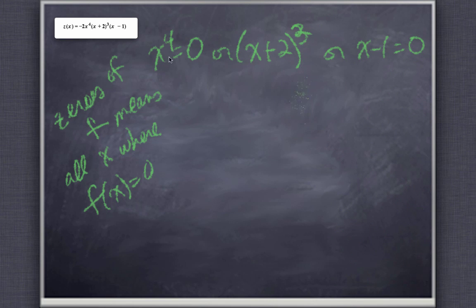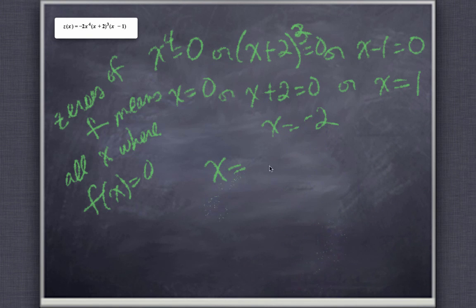So if x to the 4th is 0, I take this all to the 1/4 and I still get 0. If this equals 0, then I take it to the 1/3 and x plus 2 is 0. So these are our 3 zeros. If you see x to a power, that's 0 is a 0, and everything else you swap the sign. The plus 2 means it's negative 2, the negative 1 means it's a plus 1, because of that horizontal shifting deal. Okay, so these are the zeros.